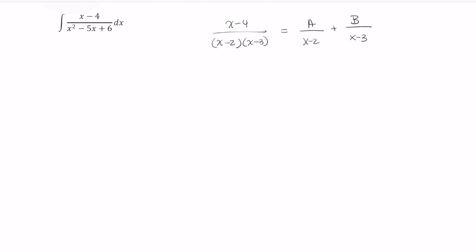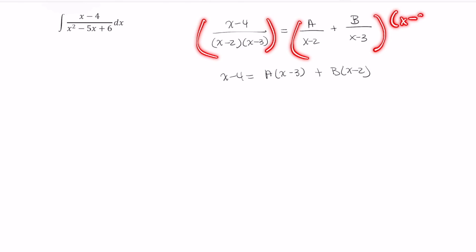This can be rewritten equivalently as x minus 4 equals a times x minus 3 plus b times x minus 2. Now, if you don't see how I got this, please pause the video and multiply both sides by x minus 2 times x minus 3. So do that to both sides. That is, you're multiplying both sides of this equation by the common denominator, and you should end up with the same quantity here.